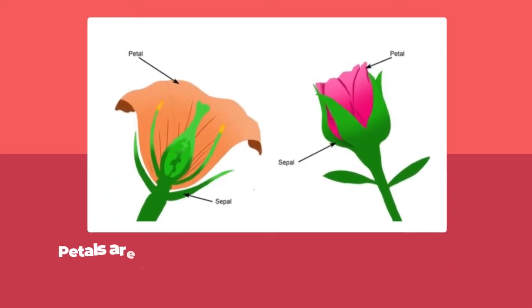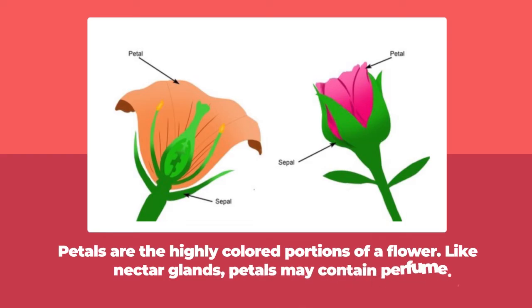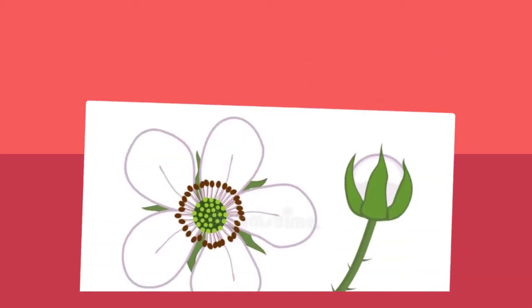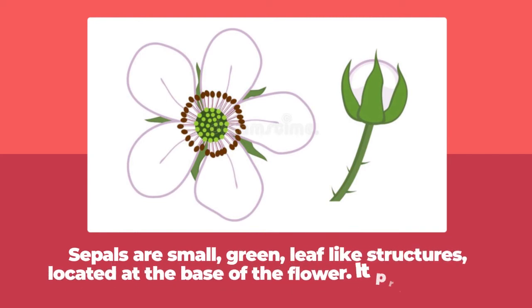Petals are the highly colored portions of a flower. Like nectar glands, petals may contain perfume. It attracts insects and birds and other pollinators. Sepals are small, green, leaf-like structures located at the base of the flower. It protects the flower bud.